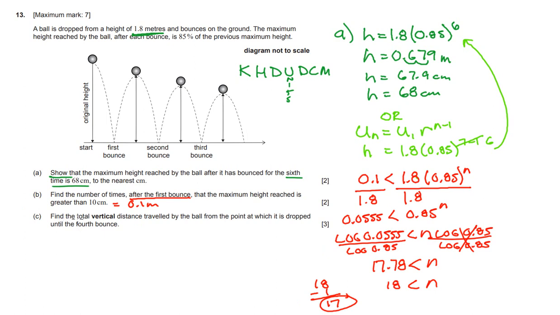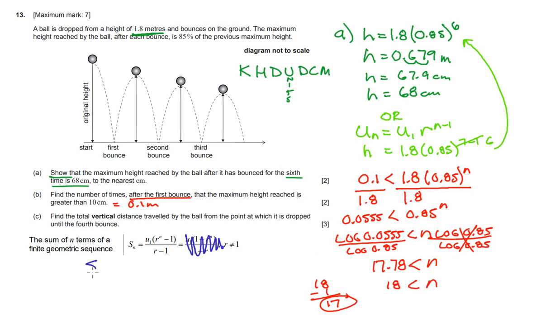All right, C. Find the total vertical distance traveled by the ball from the point at which it is dropped until the fourth bounce. Okay, so now that's where we're going to want to use our sum formula, sum of a geometric sequence. Here's what your formula book gives you. It gives you two formulas. They're really the exact same thing, just written a little bit backwards. So I would suggest getting rid of one of these and just know that r cannot equal 1, because you can't have 1 minus 1 equals 0 divided by 0. So this is our sum formula that we want to plug into.